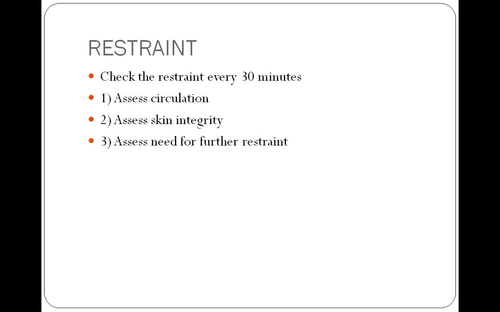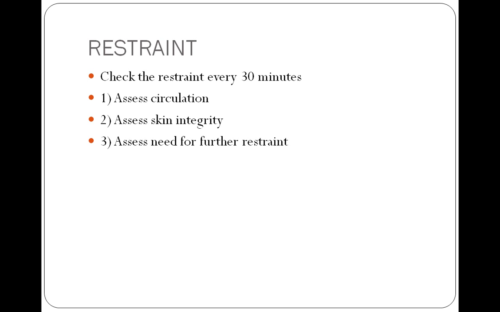Once the restraint has been applied, it should be tied not to the side rail but to the bed frame or the chair frame, so that when the side rail is let down, it doesn't tighten the restraint against the patient. The restraint should also be tied with a safety slip knot so that it can be easily removed or released in the case of an emergency.